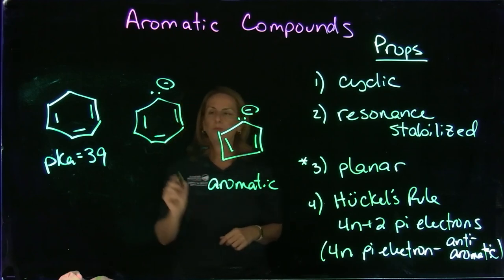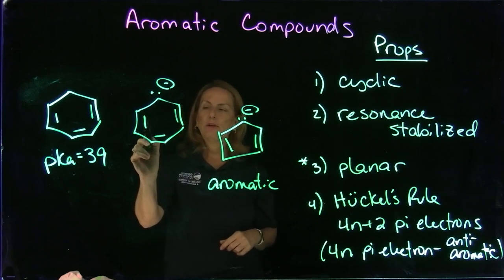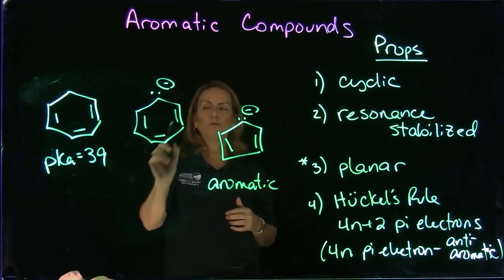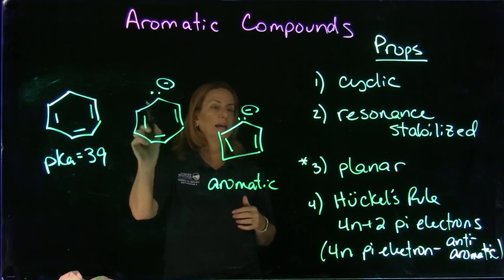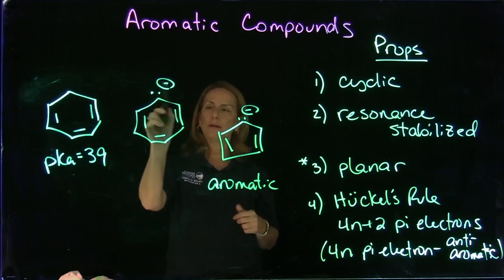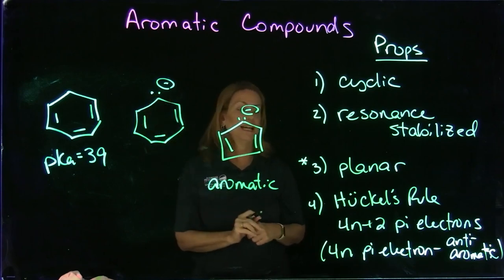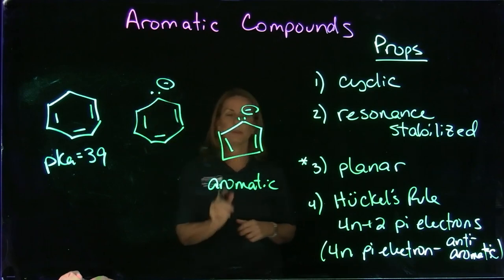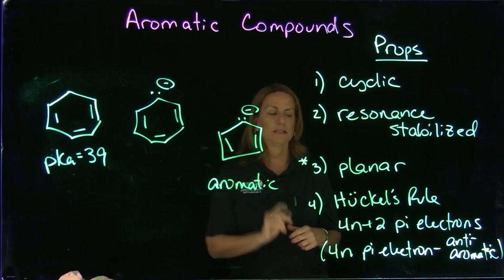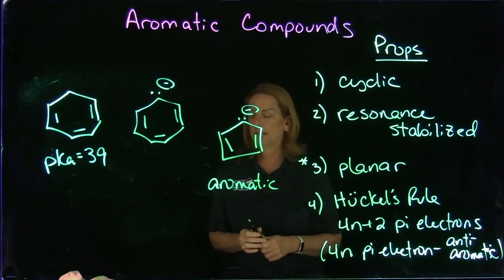Well, Huckel's rule, if we count the pi electrons, every pi bond counts as 2, 2, 4, 6, and this lone pair does count. We'll come back to that in just a second. This lone pair does count. So 2, 4, 6, 8. This is anti-aromatic. So this is not stable. Let's look at the five-membered ring, 2, 4, 6. Aromatic. So that one is stable.